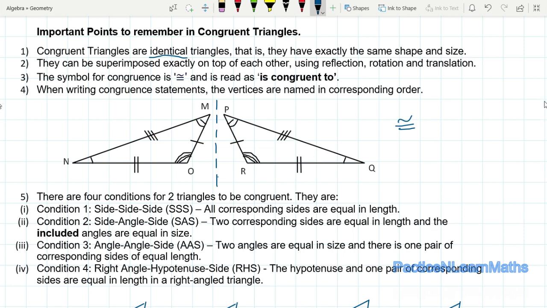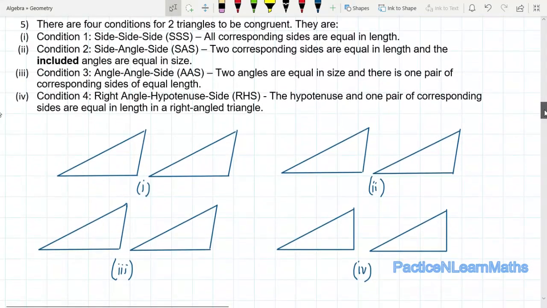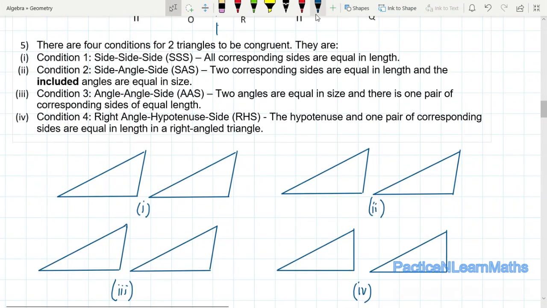When writing congruent statements, the vertices are named in corresponding order. Just see M, N, O, but here it is P, Q, R. So triangle MNO is congruent to triangle PQR, not PRQ. Now, there are 4 conditions for two triangles to be congruent. Please listen to this carefully to understand the conditions for congruency.